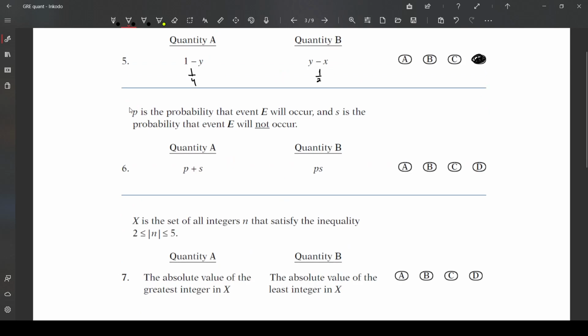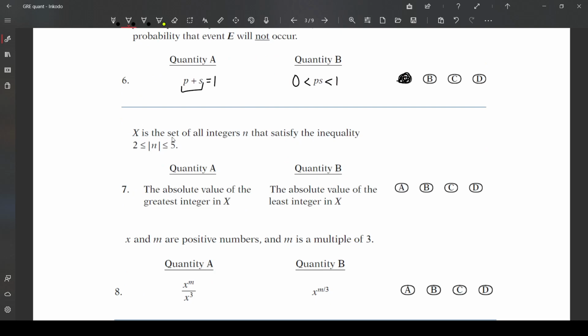Okay. P is the probability that E will occur. S is the probability that E will not occur. So p plus s is equal to 1. Now, probabilities are between 0 and 1. If you multiply two numbers which are between 0 and 1, you again get something that is between 0 and 1. So quantity A is greater.